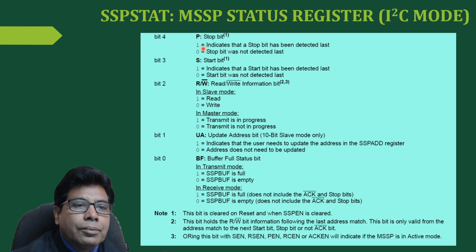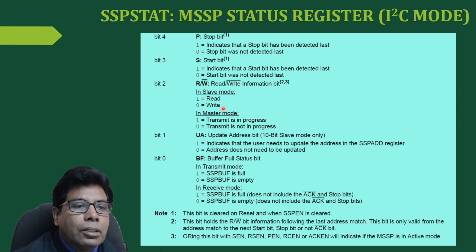If it is 1, it indicates that the stop bit has been detected last, and if it is 0, it means the stop bit was not detected. Then bit 3 is the start bit. So it indicates that the start bit has been detected last, and 0 indicates that it was not detected. Then bit 2 is for the read/write information bit. So again, 1 means read and 0 means write.